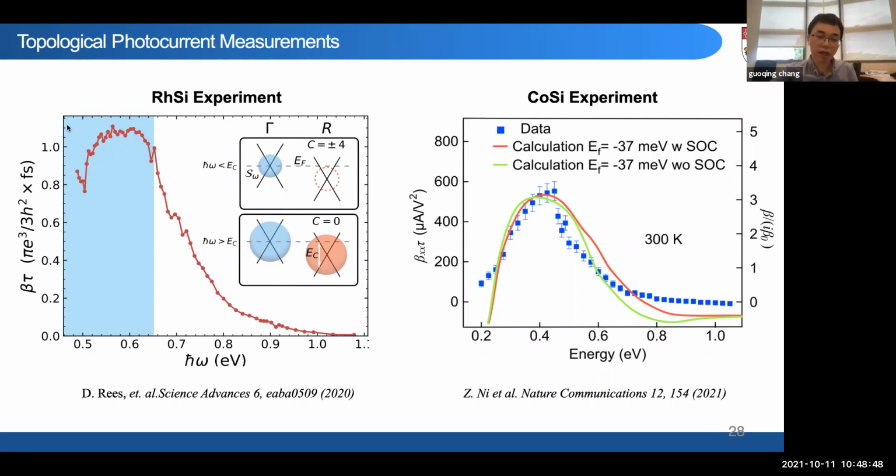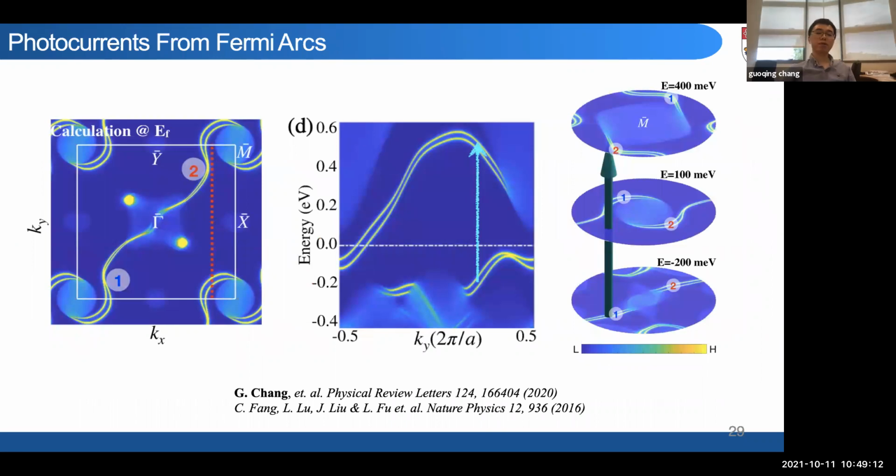So at this stage, they at least observe a plateau in this photocurrent, but they have not fully demonstrated this plateau is really equal to the Chern number. So this is what is supposed to be done further in the experiment. So this is all we are talking about, the bulk photocurrents. So how about the surface? As I mentioned, this class of material has a very large surface state, so we cannot just ignore the effect from the surface.